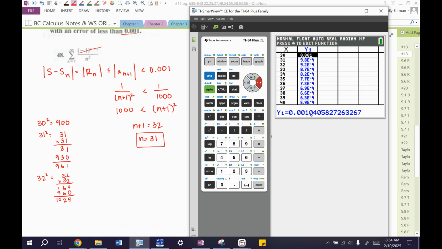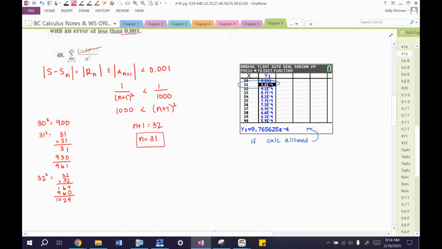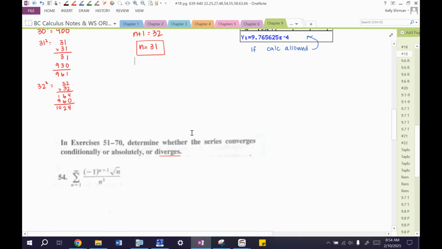So 30 gets me, this is still more than 0.001. Make sure you're in this column to see this. 31 is 0.0009765. So that is correct. 31 is the correct answer because we're not rounding this ever. So that is less than 0.001. All right. And then that's all we had to do with that.